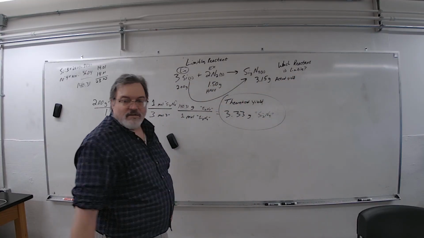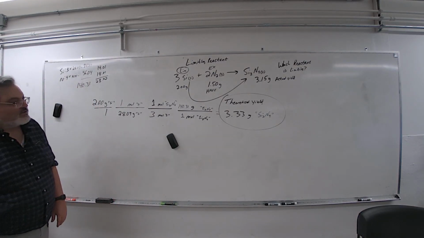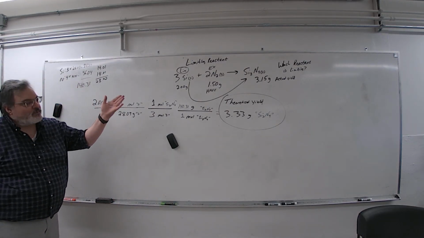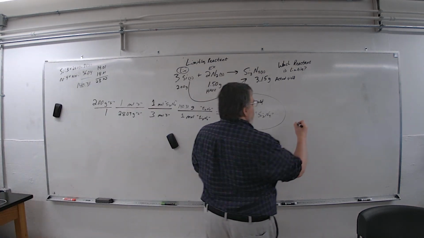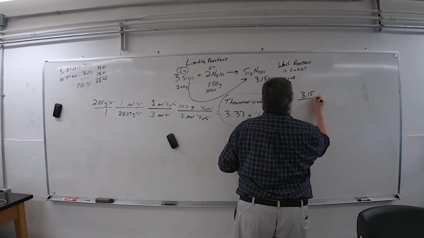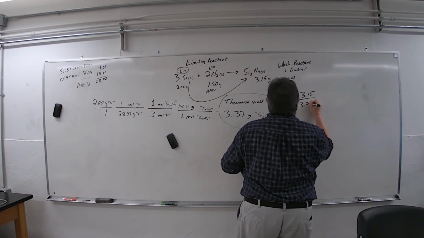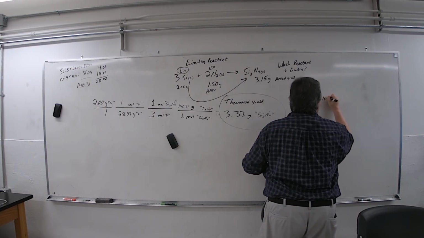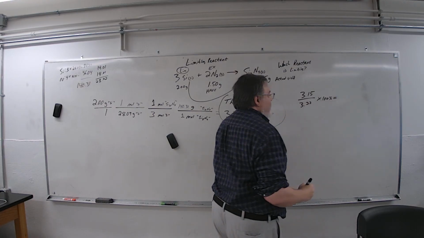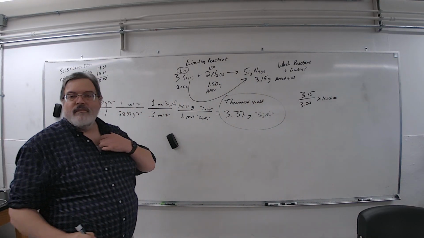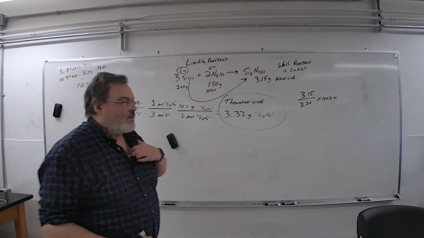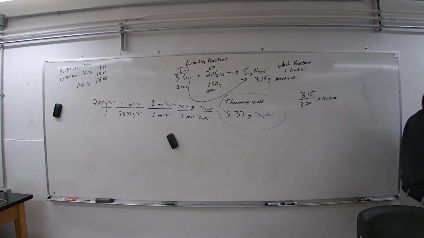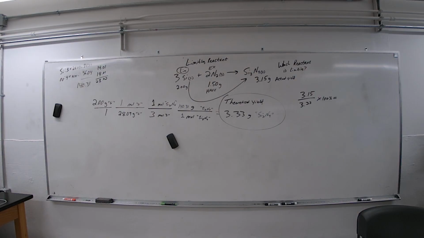That's not in this problem. I just added it so I could do a percent yield. So you've got an actual yield and a theoretical yield. It's actual over theoretical. I just made up this actual yield. And that'll give you a percent yield. Should at least change the amounts.